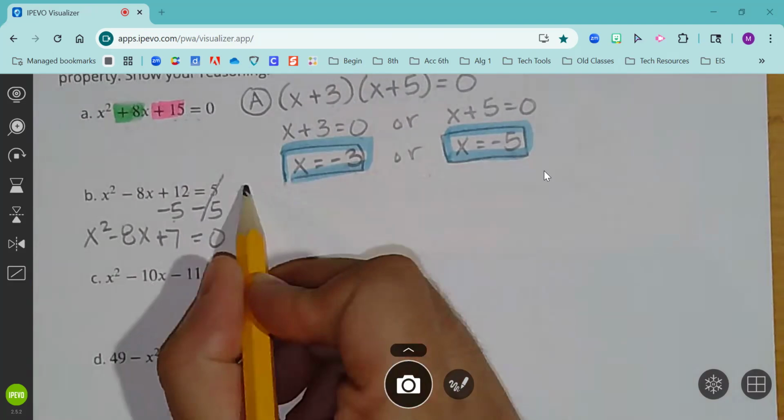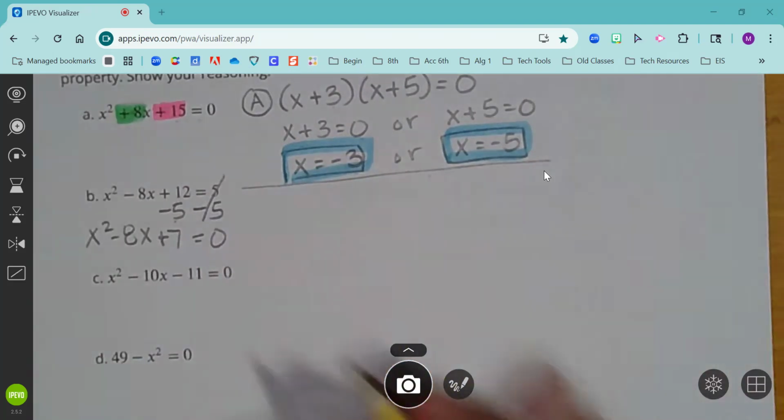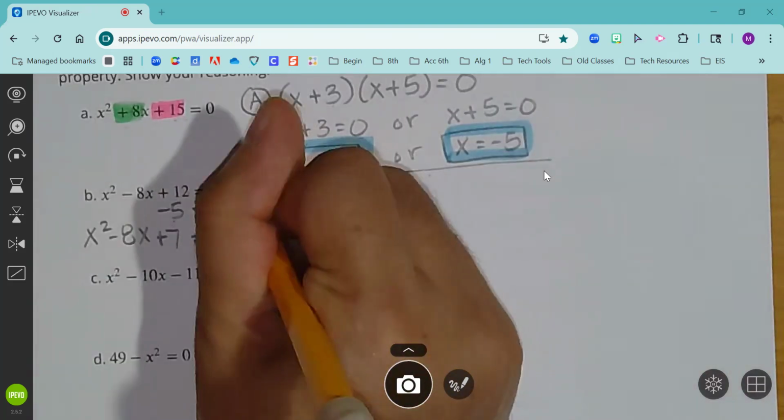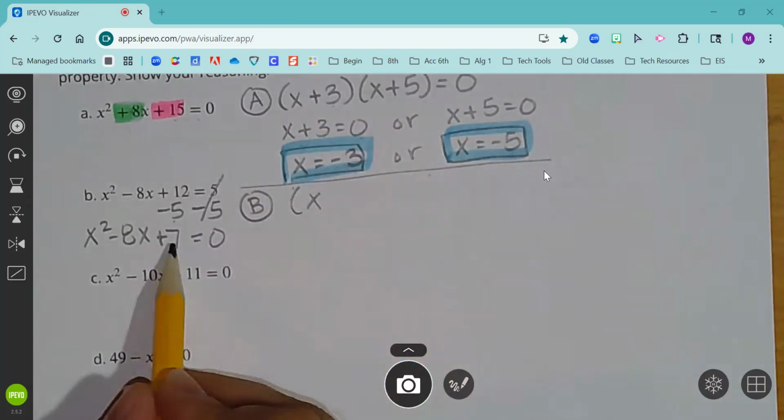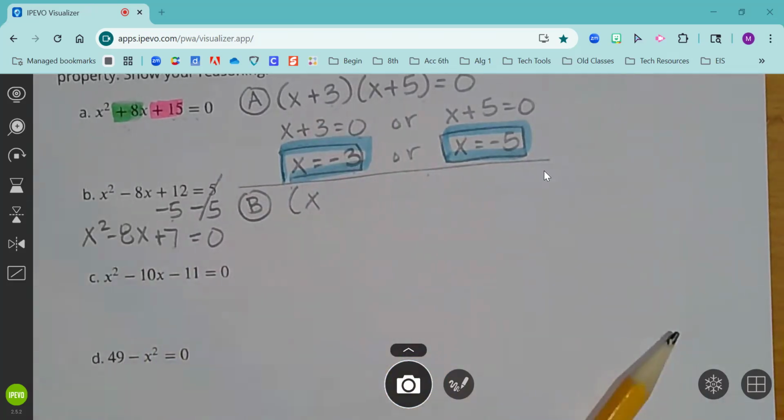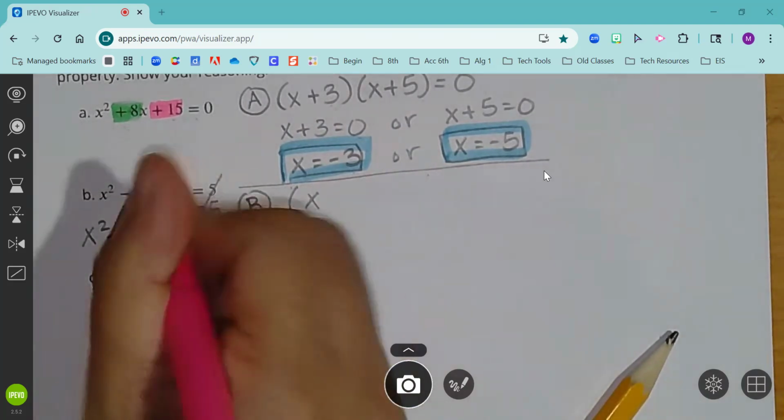Now I'm going to factor that. I'm going to draw a light line here to separate the two. So this will be b. So let's factor it. Two numbers that multiply to 7, but add to -8.